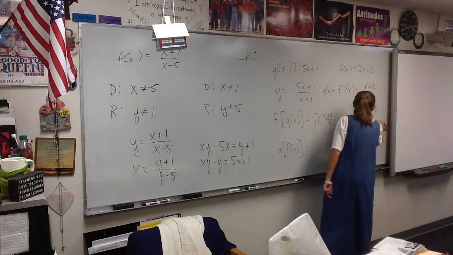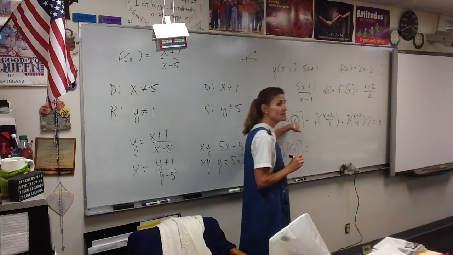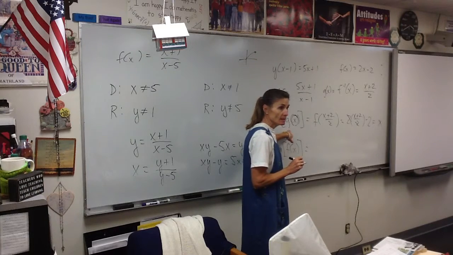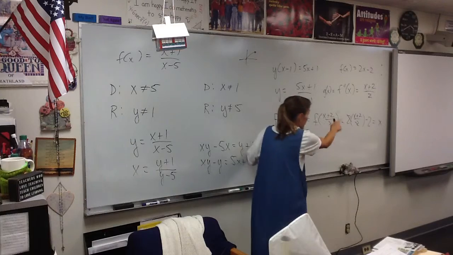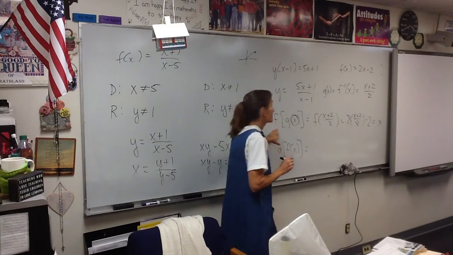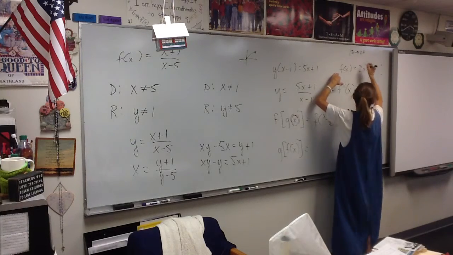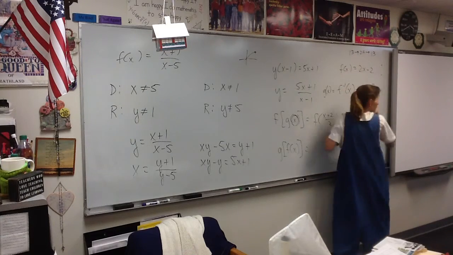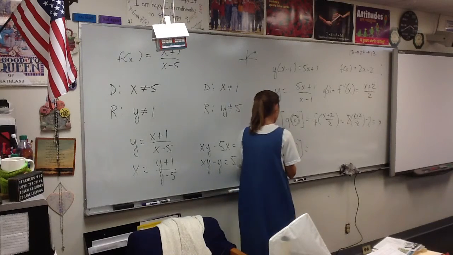Perfect. Because what did I start with? I put x into g, got an answer, took that answer, put it into f, and what did I get back again? My x. Just like up here, I put 13 in and got 24, then I put the 24 in and got my 13 back again. That's what's happening here. All right, let's do it the other way.